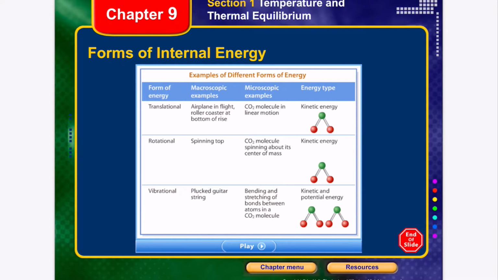The first one is translational. An example of that would be an airplane in flight or a roller coaster at the bottom of a rise. The microscopic example is a carbon dioxide molecule in linear motion. So this is a type of kinetic energy.